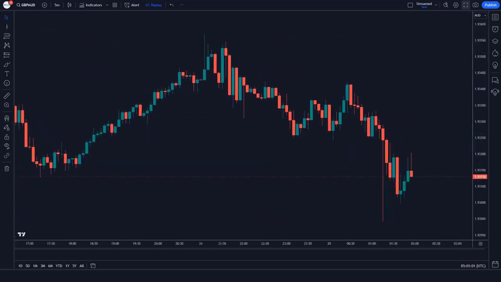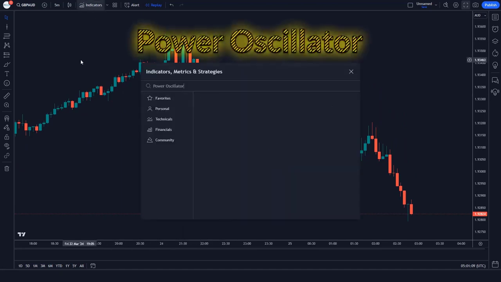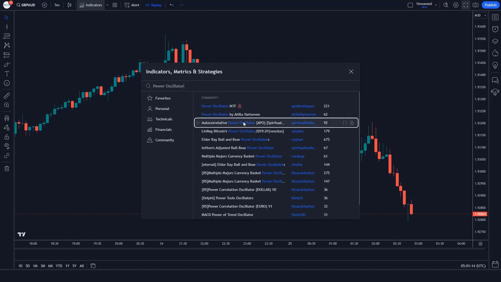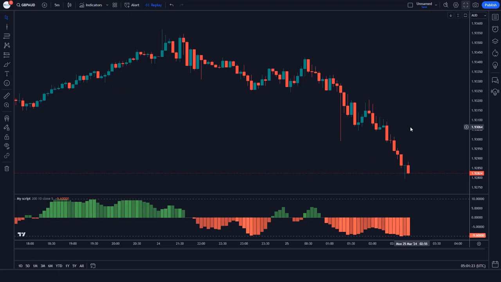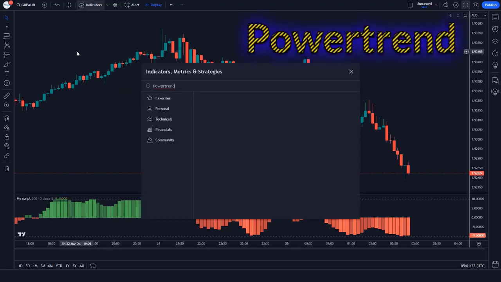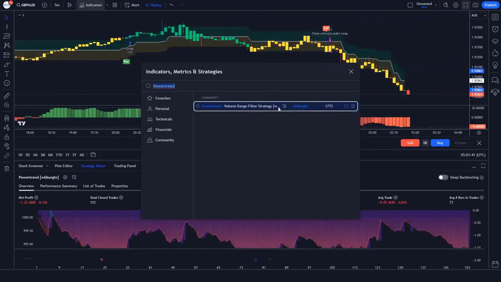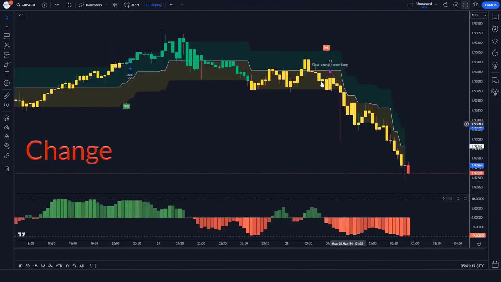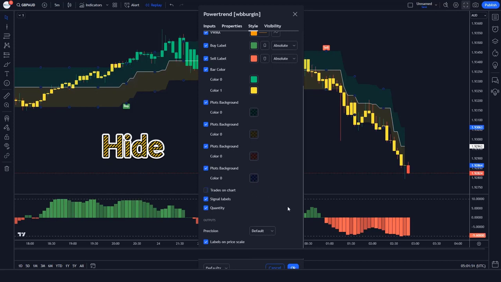How to make the trading setup. First we open a clean chart in TradingView. First of all, we will search the power oscillator in the search box of TradingView. After that we have to click on the autocorrelative power oscillator option. After that we have to apply another indicator on the chart. We will search power trend in the search box of TradingView. After that we have to click on power trend volume range filter strategy option. Let's modify the settings of the indicator. We have to hide the trades on chart options.